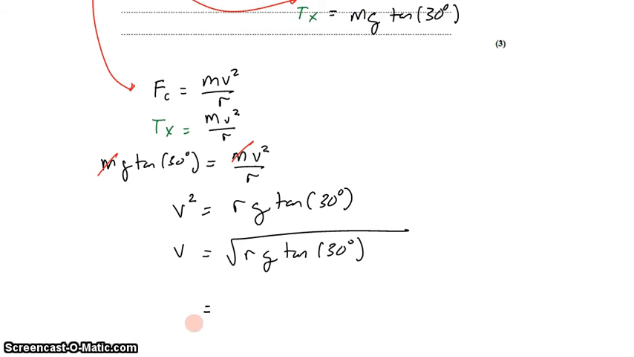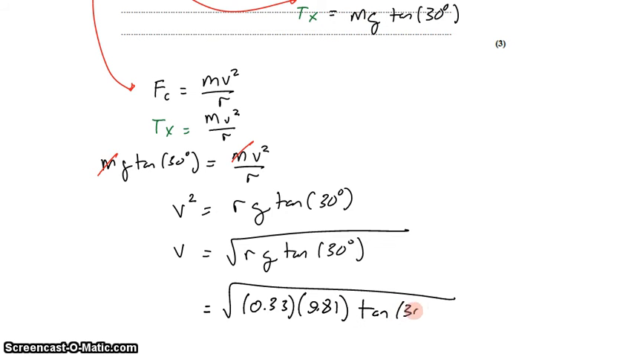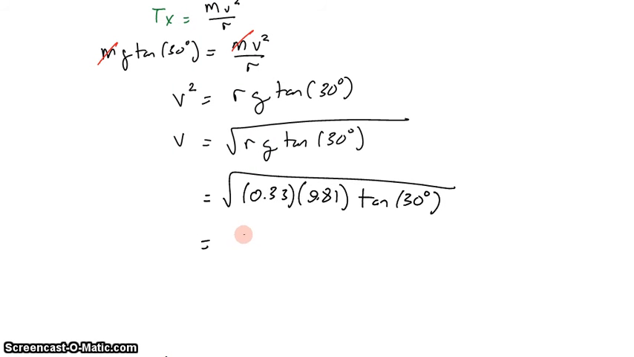Now my equation is made of only things that I know. I know the radius, 0.33 meters. I know the acceleration due to gravity, 9.81 meters per second squared. And I can calculate the tangent of 30 degrees. When I punch all this into my calculator, I get 1.4. It is a square root, so I should consider plus or minus, but the question asked for the speed, so the direction is not really important. I can safely ignore the negative result and just call this 1.4 meters per second.